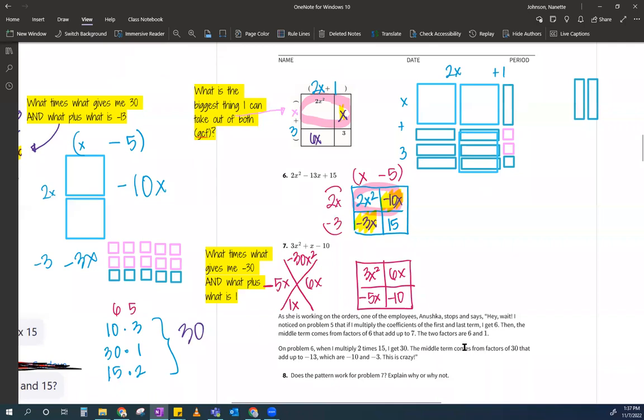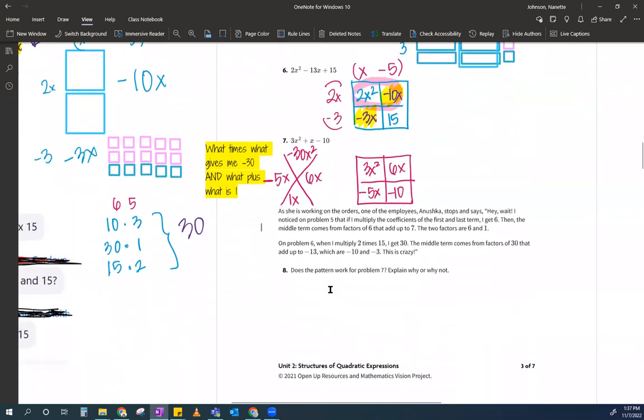So the two factors I got were 6 and 1. On problem 6, when I multiply 2 and 15, I get 30. And the middle term from the factors of 30, which add up to negative 13, are negative 10 and negative 3. So does this work for problem 7? And the answer is yes. And now you know a pattern.